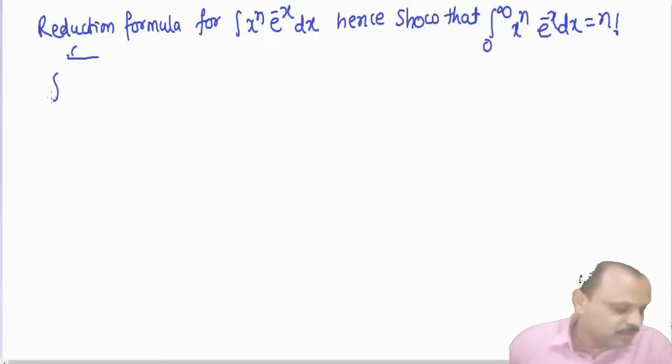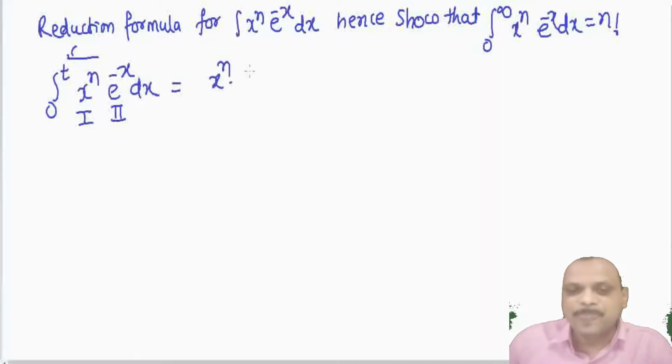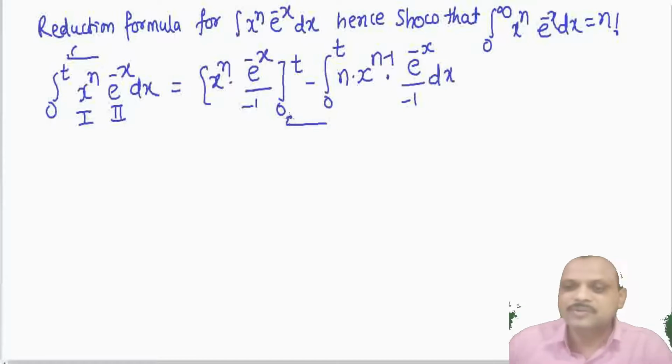Okay, so let us take the integration 0 to t x raised to n into e raised to minus x. This is the first function, this is the second function. First function x raised to n into integration of second, e raised to minus x divided by minus 1, between the limit 0 to t, minus derivative of the first, n into x raised to n minus 1, into integration of second, e raised to minus x divided by minus 1, into dx.